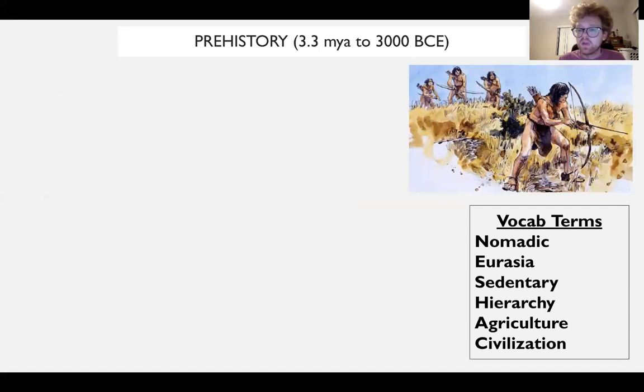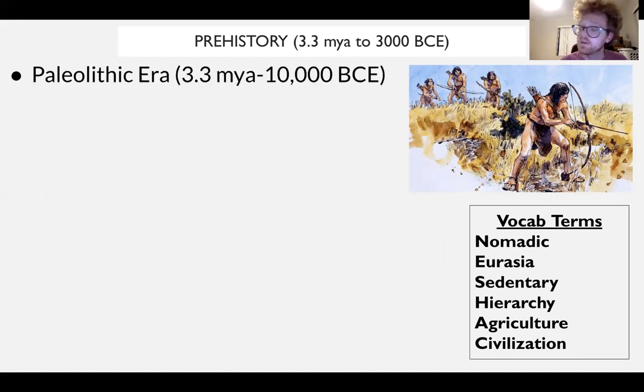So let's take a look at prehistory. What you should pay attention to is the idea of change, because there are going to be major changes between these time periods. We break it up into two distinct periods, the Paleolithic and the Neolithic. But let's first look at the Paleolithic, because that's a huge expanse of human history.